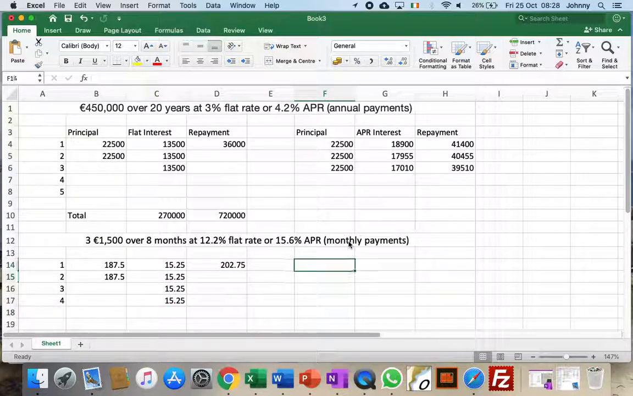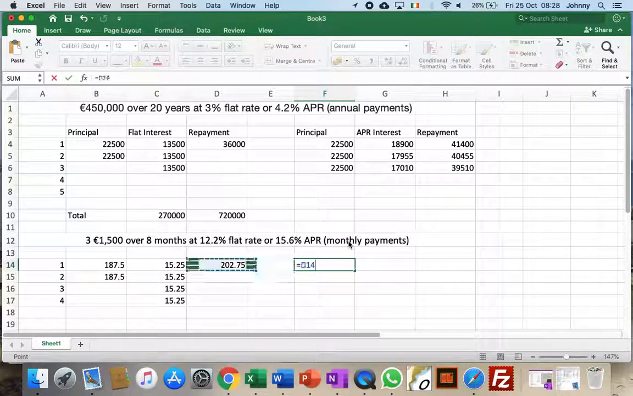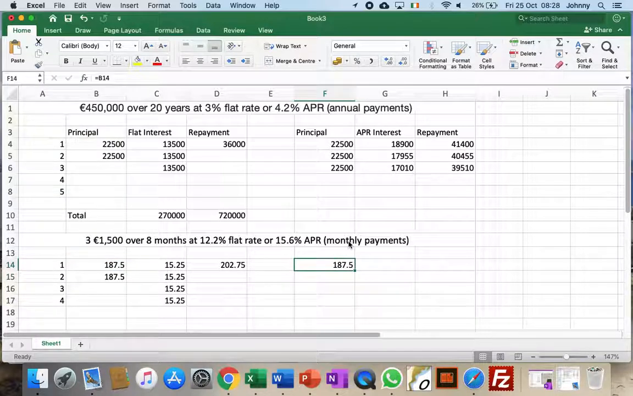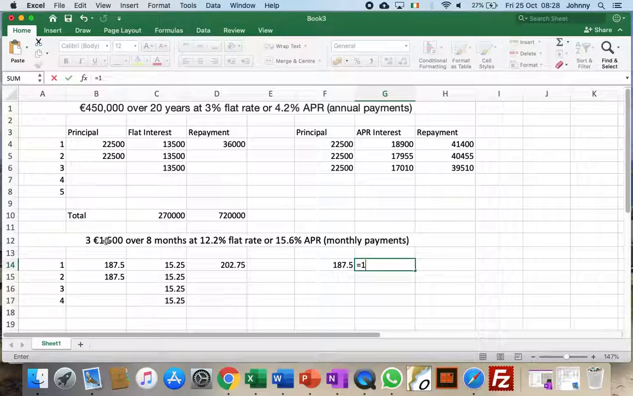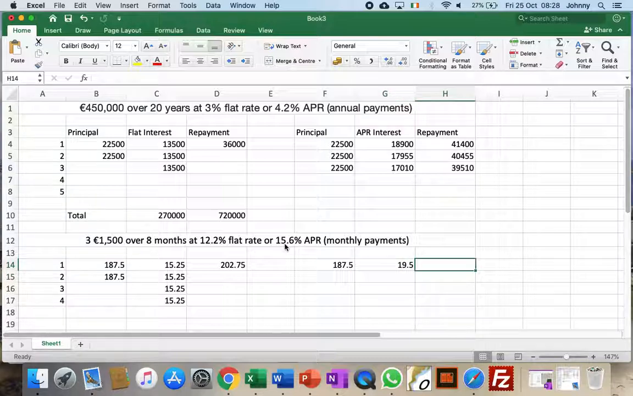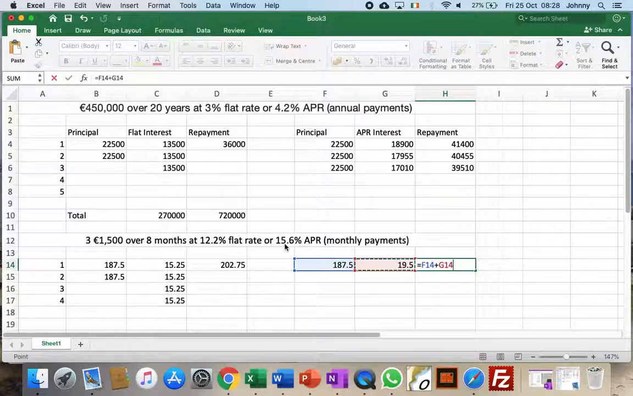If I'm going APR, my paying back the principal is still going to be 187.50. During the first month, I would have owed all 1,500. So my interest is going to be 1,500 multiplied by 15.6% APR, so I'll multiply by 0.156. And we'll divide that by 12 to get the monthly figure. So my repayment here is that.